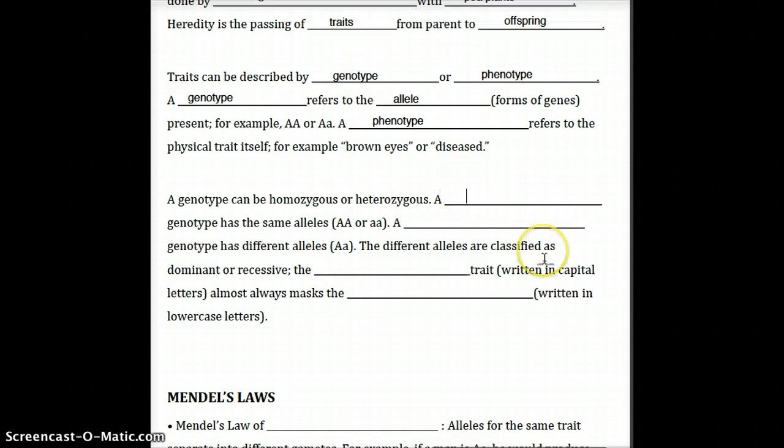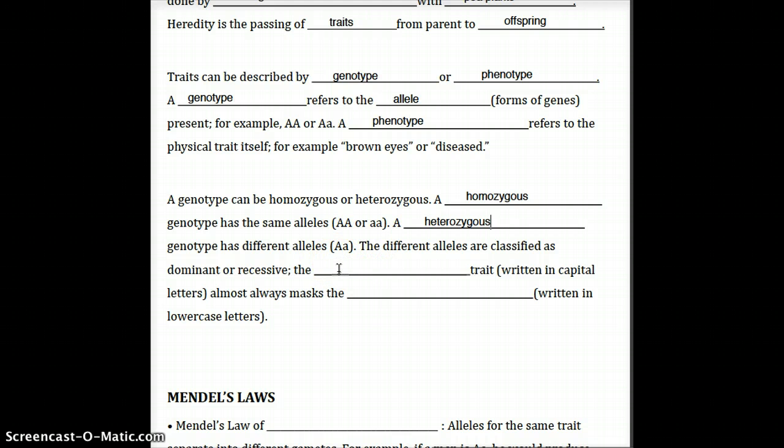Okay. So a genotype can be homozygous or heterozygous. Which one means the same? You should have said homozygous, right? Examples include big A, big A, or little a, little a. Which one means different? You should have said heterozygous, like big A, little a.